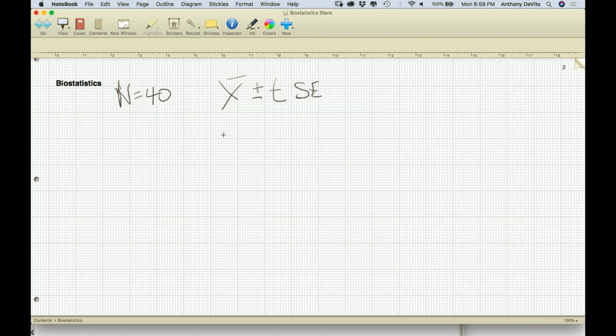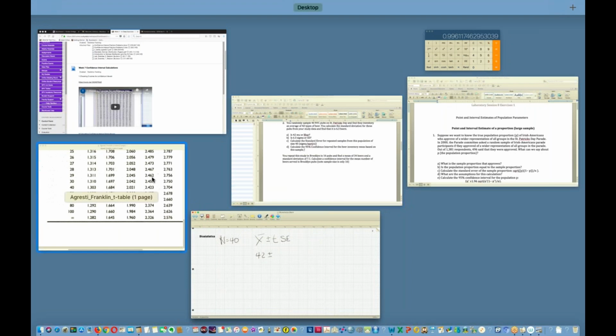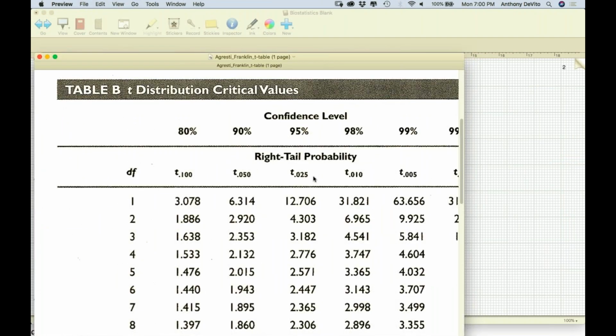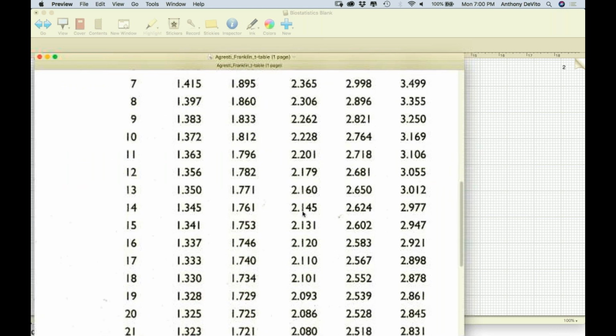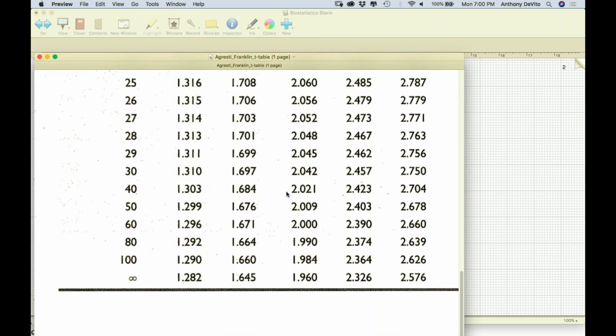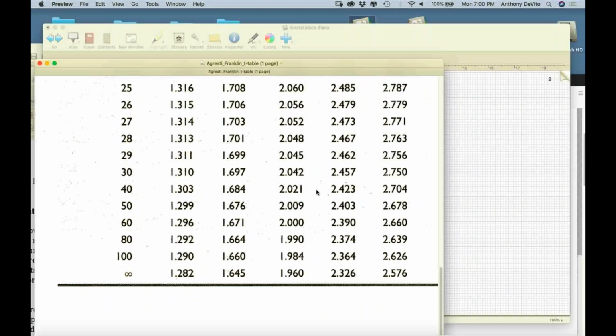Okay, so what was X bar? X bar was 42 plus or minus the value of t. Let's see what we're going to use as the value of t. Right, so which column am I going into? I'm going into the column that has a right tail probability of 2.5%, because 2.5% on this tail and 2.5% on that tail is 5%, which is my 95% confidence interval. And I'm going down to degrees of freedom 39. It doesn't have 39, so I'm going to use 40. And 40 is 2.02.